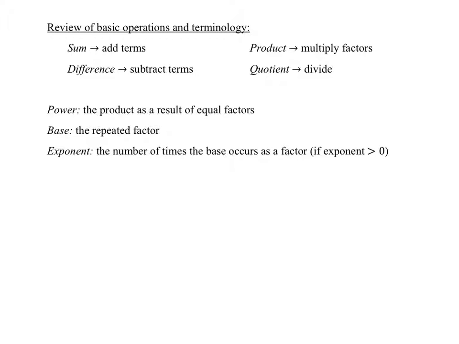So for example, x times x, right? That's a power. We would write it as x to the third. The 3 is not necessarily called the power. The 3 is called the exponent. The x itself is called the base. So it's easy to use an example for this, okay?